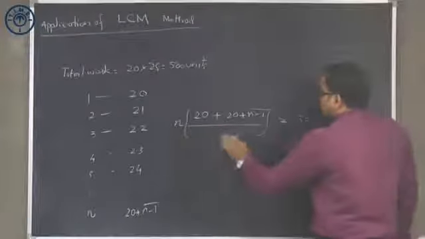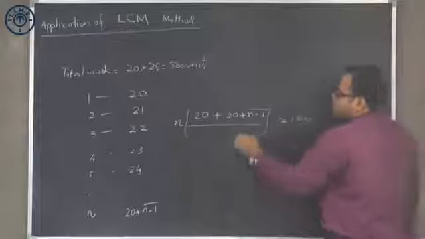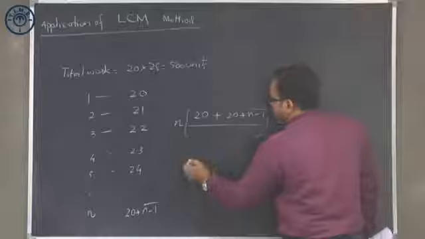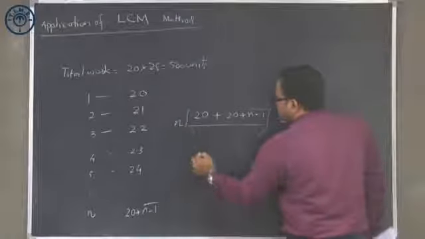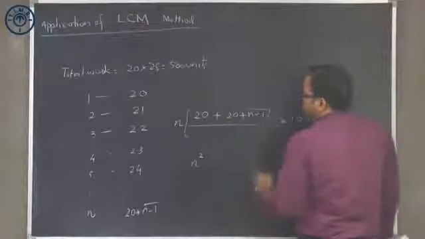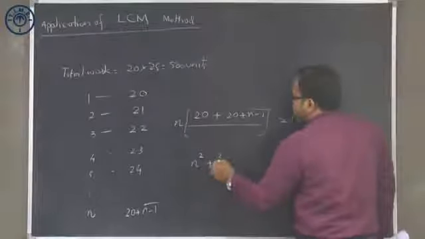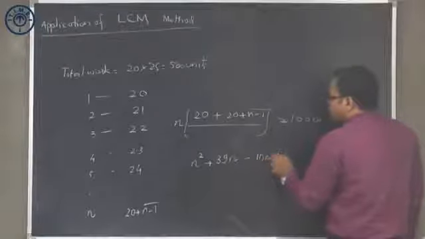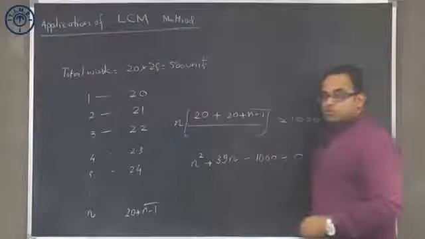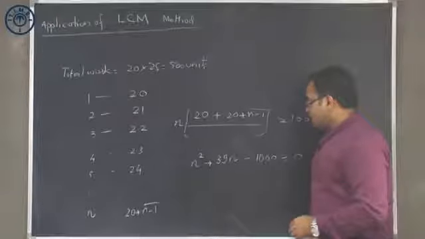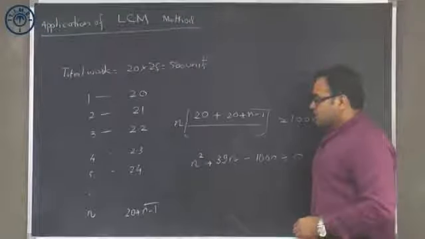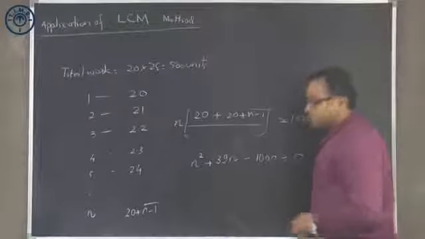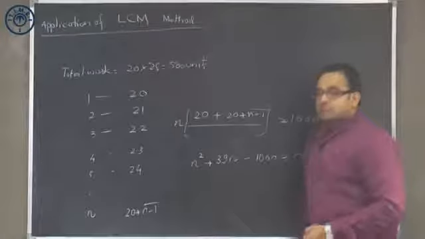From here this becomes 1000. This will give me 20 plus 20 is 40n, plus n square. So n square plus 40 minus 1 is 39n, minus 1000, is greater than or equal to 0. Let us see what the solution of this will be, and that will give us the answer.